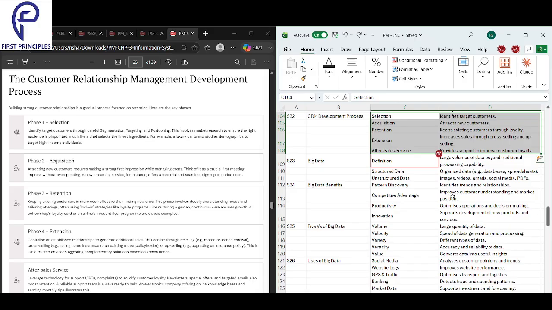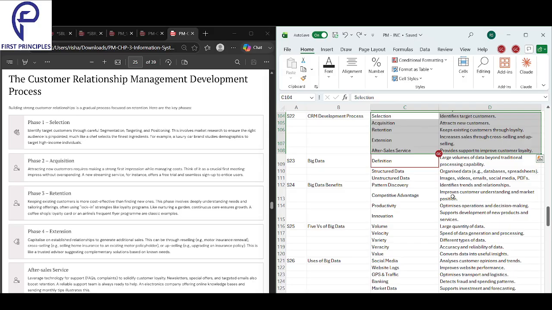So we understood the CRM development process. Selection identifies target customers. Acquisition attracts new customers. Retention keeps existing customers loyal. Extension increases sales through cross-selling and upselling. After-sales service provides support to improve customer loyalty.